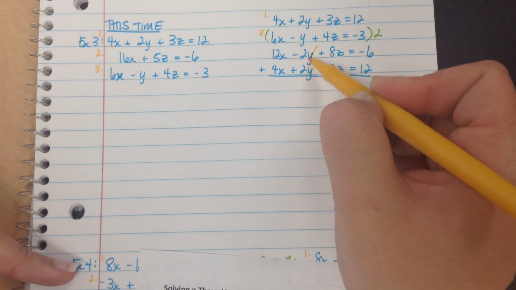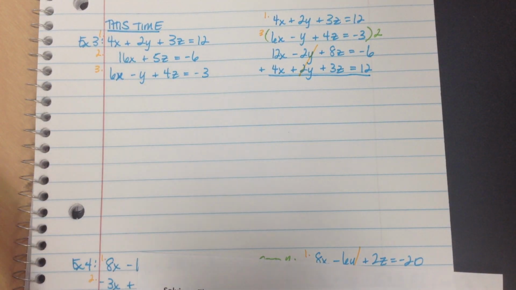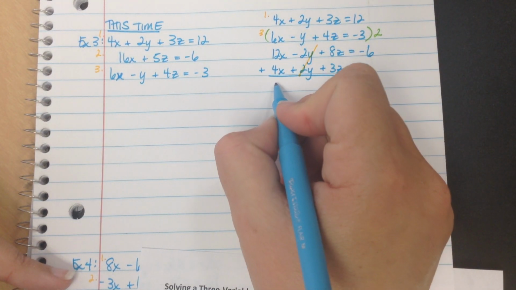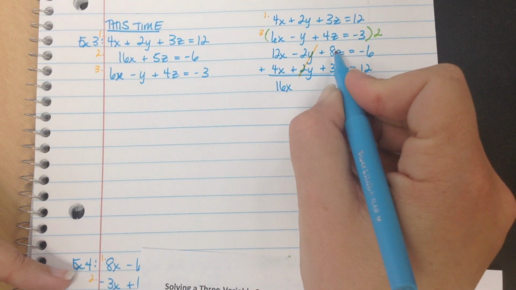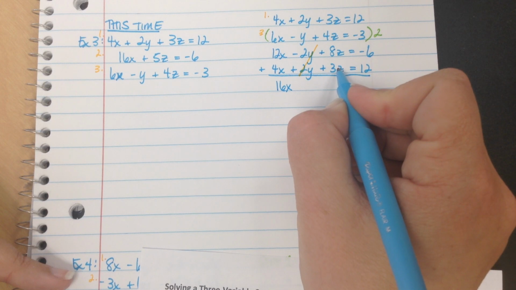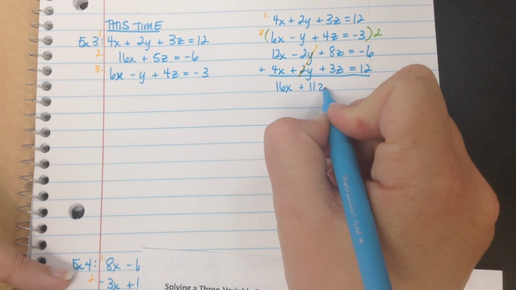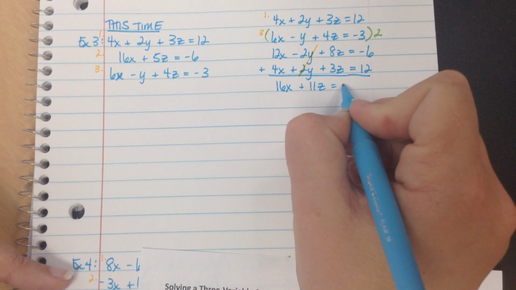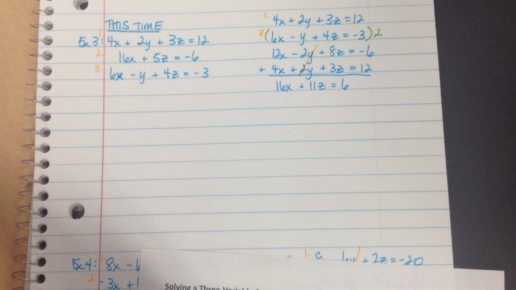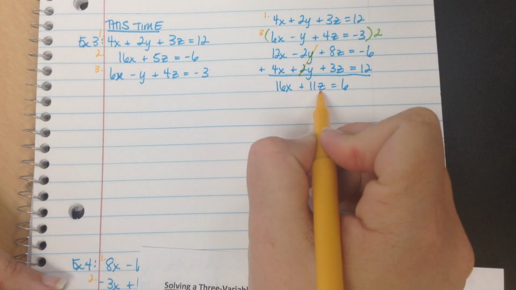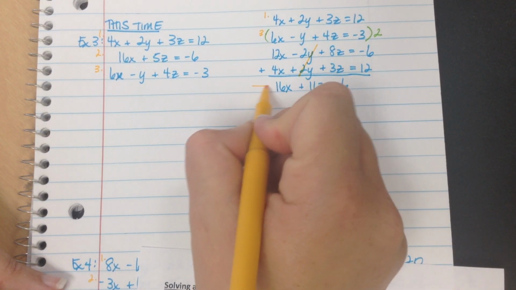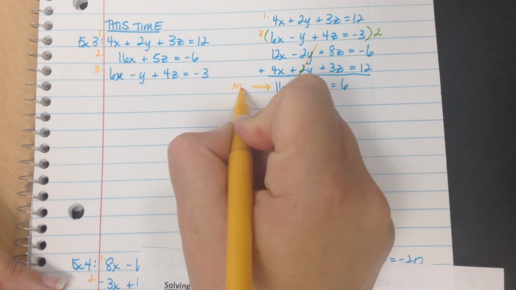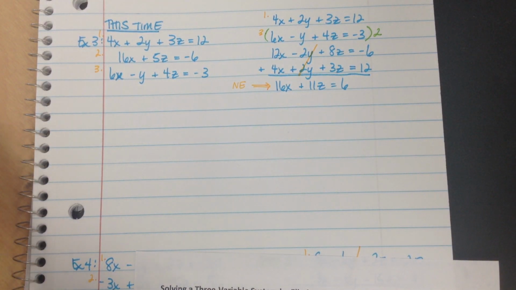-2y plus 2y, those cancel. 12 and 4 give me 16x. 8 plus 3 gives me 11z. Negative 6 and 12, positive 6. Okay, we've got it in standard form, and I have it down to 2 variables. This is a new equation. Hold on to it for later.